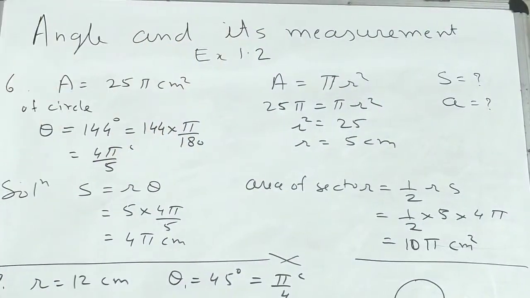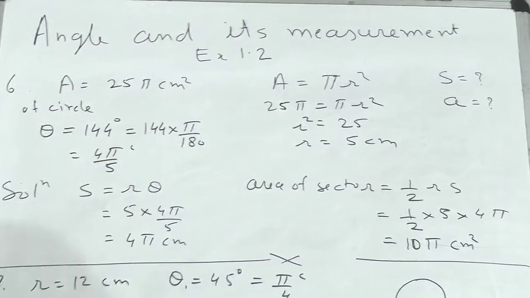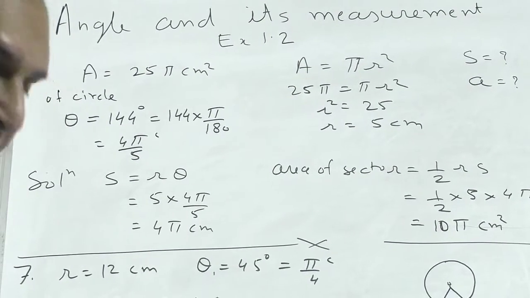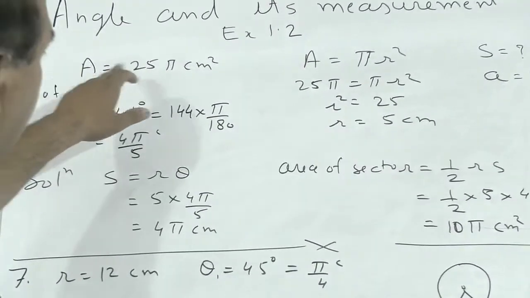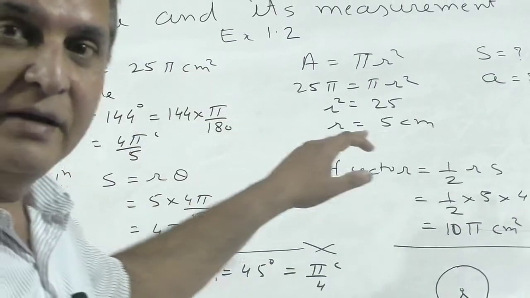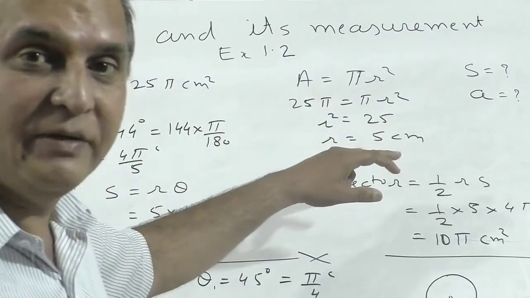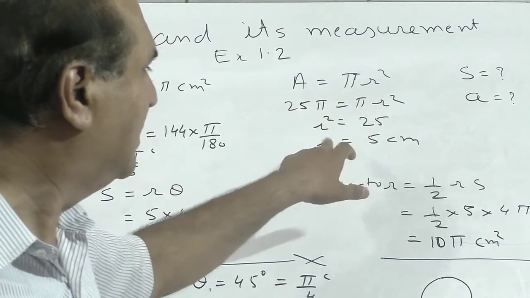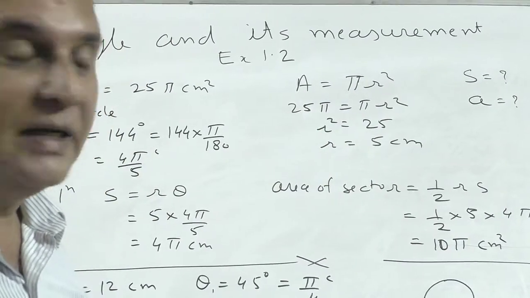Sum number 6. Very easy sum. See, area of circle is given 25 pi. You know area of circle is pi r square. So 25 pi equal to pi r square. Pi cut, r square is 25. R is 5 centimeter. Radius you got.